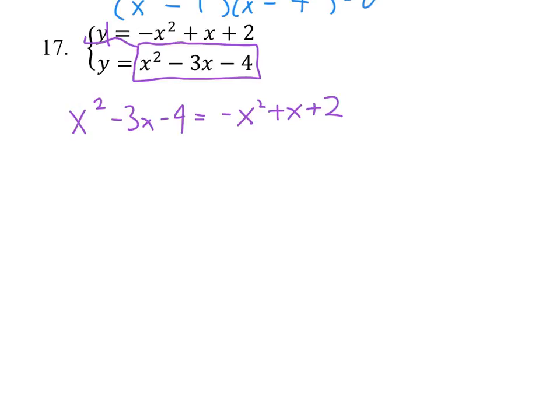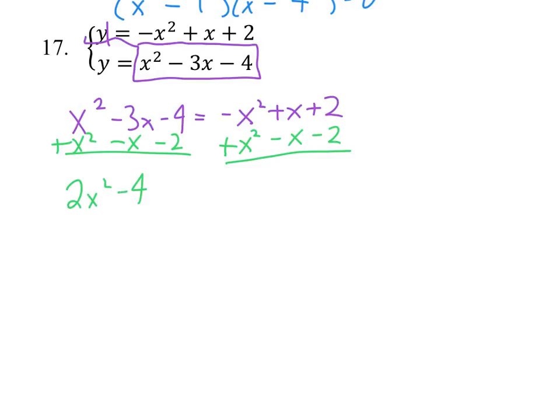Since we want the x squared to be positive, and we really do, I'm going to add the x squared, and since I'm adding, I'm going to subtract the x and subtract the 2. So I have to do that over here as well. Add x squared, subtract x, subtract 2. Alright, let's see, we get 2x squared minus 4x minus 6 equals 0.